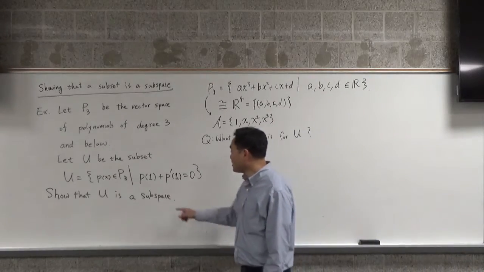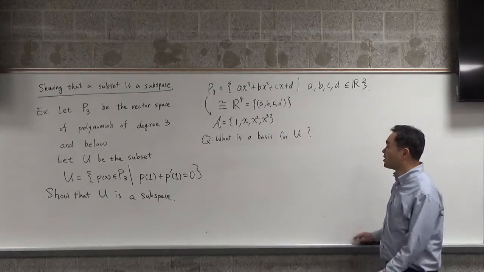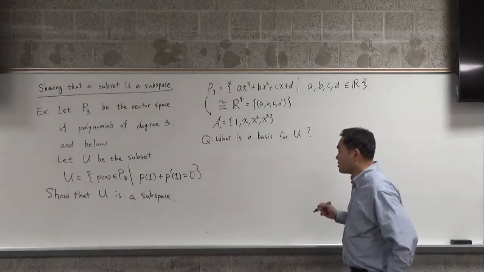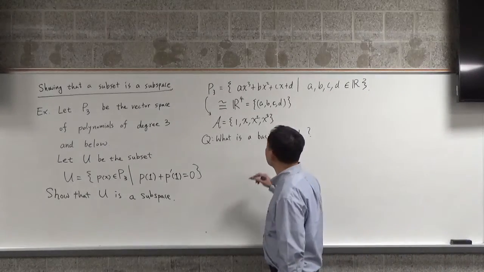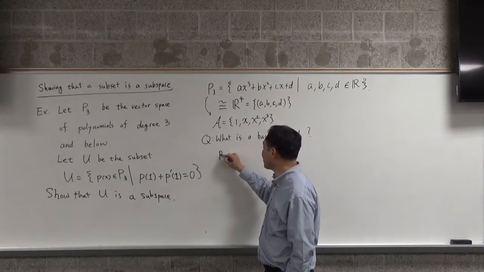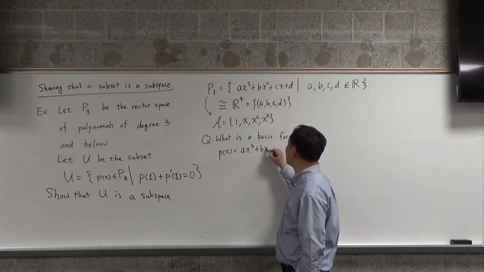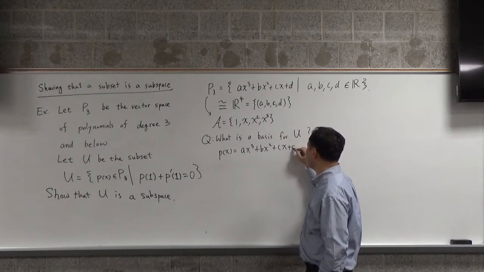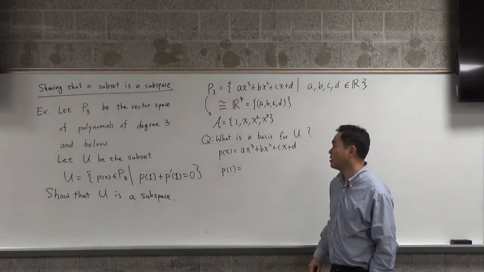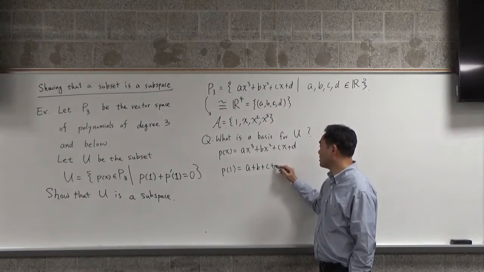The trouble is that it has to satisfy this. So let's try to tackle this question. What is a basis for U? Can you come up with a basis for U? And the idea is to just plug this in here, see what it says. Okay, so if p of x is equal to ax cubed plus bx squared plus cx plus d, then what's p of 1? It's a plus b plus c plus d, right?